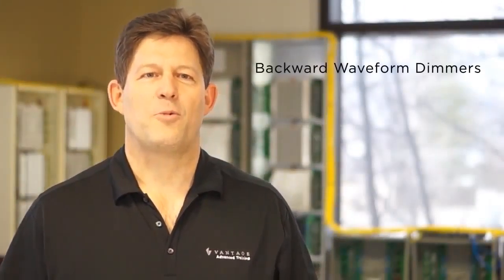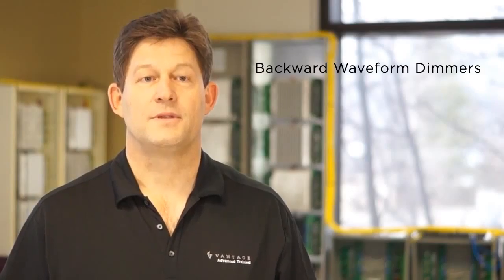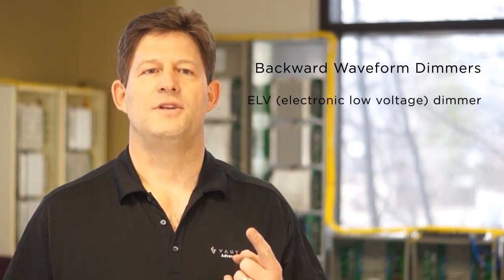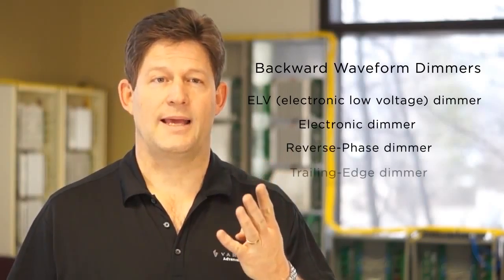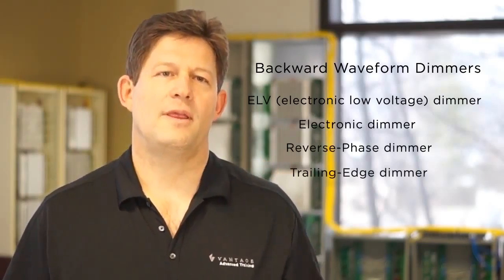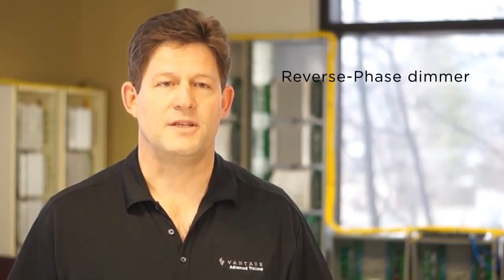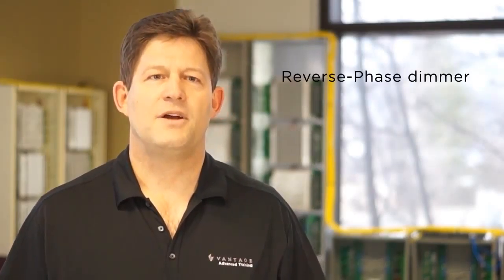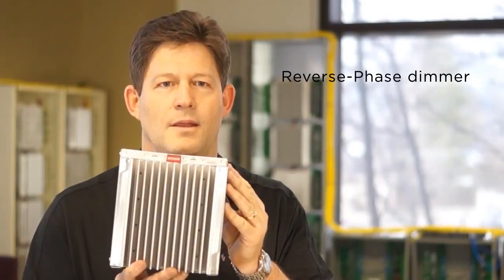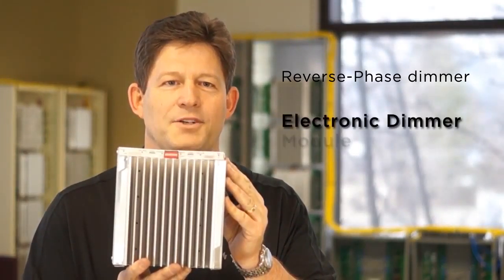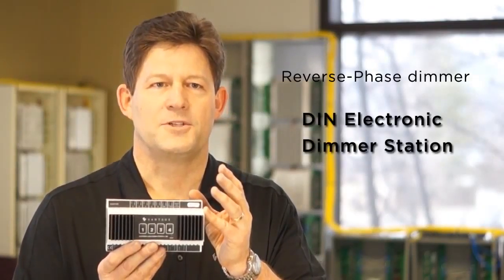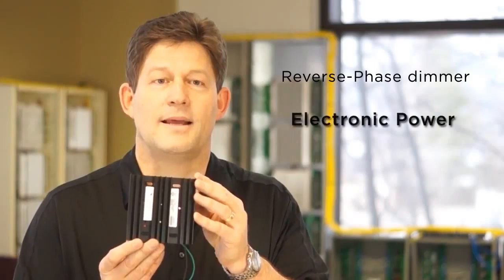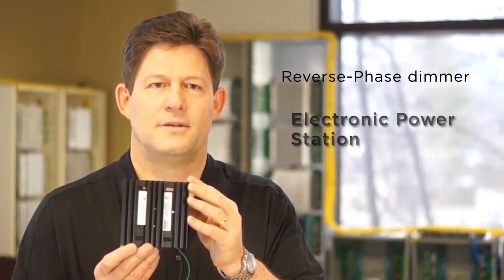Dimmers that produce this backward waveform are known by the following terms: ELV, or electronic low voltage dimmer, simply electronic dimmer, reverse phase dimmer, or trailing edge dimmer. We will refer to these from here on out as reverse phase dimmers. Vantage also offers an assortment of reverse phase dimmers, as seen here. The electronic dimmer module, the DIN electronic dimmer station, the electronic power station.